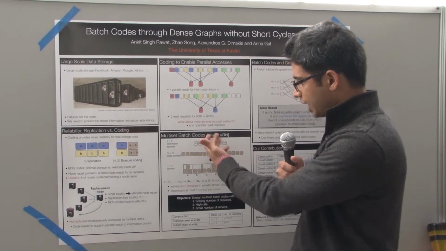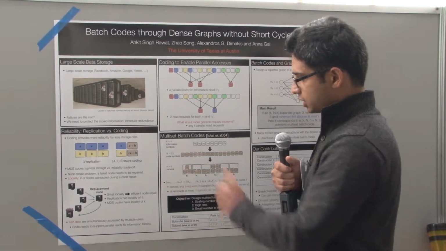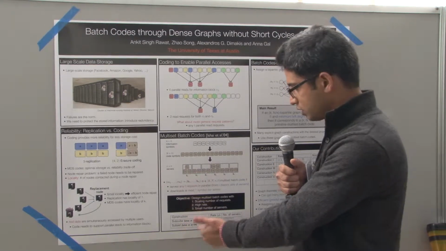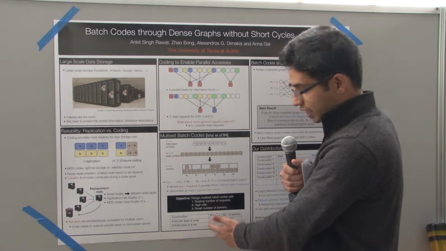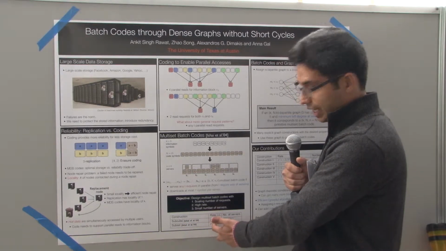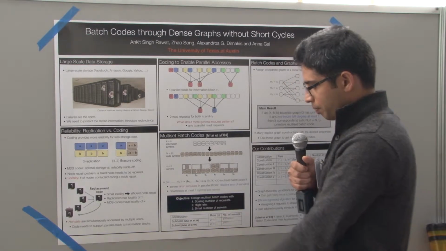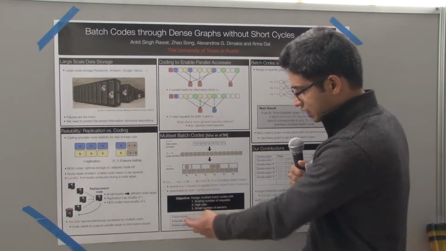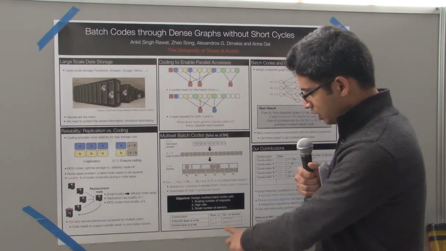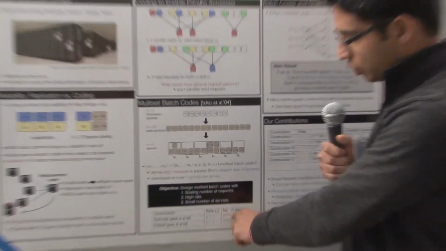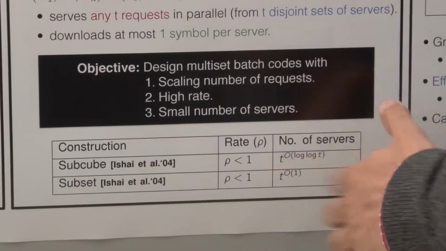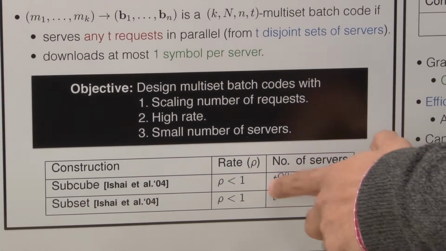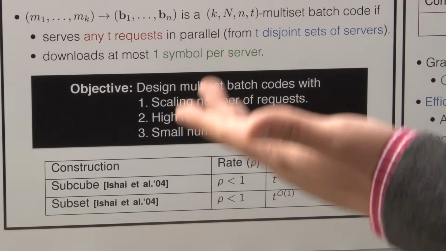So in this paper, Ishai et al. propose multiple constructions for multi-set batch codes. There are 2 constructions which are of interest to us. In these 2 constructions, the rate is very close to 1, but the number of servers they use could be pretty large. For example, in the first construction, which is called subcube codes, the number of servers is T to the power log T, where T is the number of parallel requests you are trying to satisfy. Note that this number of servers is scaling super-polynomially in T.